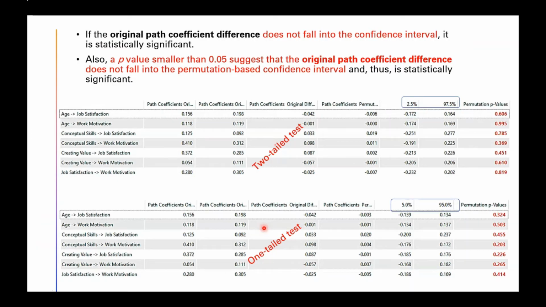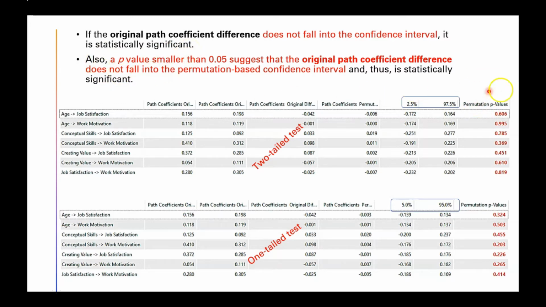Before we go to SmartPLS to assess the significance of the path coefficient differences, I would like to highlight the fact that this assessment can be done based on both permutation confidence intervals, that you can see here, and also the permutation p-values. What it means is that if the original path coefficient difference does not fall into this confidence interval, it means that the path coefficient difference is statistically significant.